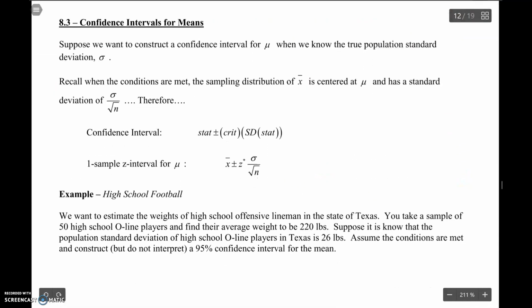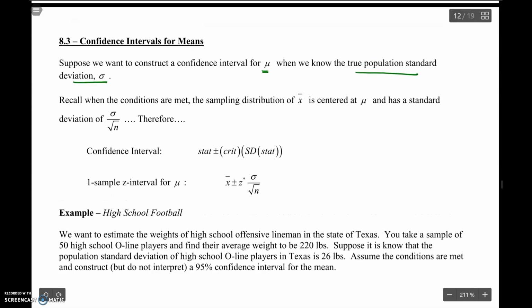All right, on to the main show here. So confidence intervals for means. Suppose we want to construct a confidence interval for mu, the true population mean, when we know the true population standard deviation. How often do you suppose we would want to estimate the true population mean when we know the true population standard deviation? If you kind of said never, you're right. We'll never have this value. So it's a little bit ridiculous to talk about it, but let's talk about it.